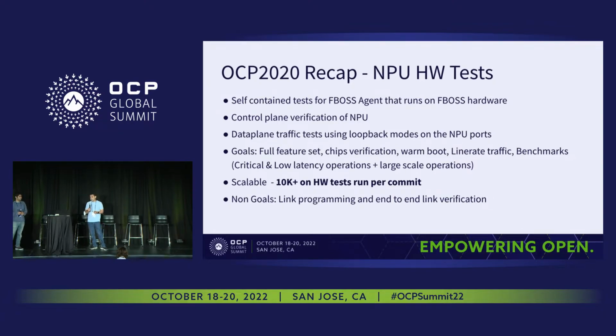This testing strategy is extremely scalable. We run 10K plus hardware tests per commit. A developer sends a commit for review, 10K plus hardware tests get run. And because it's single box, it scales with the number of boxes. You throw more boxes, we can run more tests. At that time, we didn't have a goal of testing link programming, optics programming, PHY programming, which is what we catch up to now. With that, I hand over to Harshit.